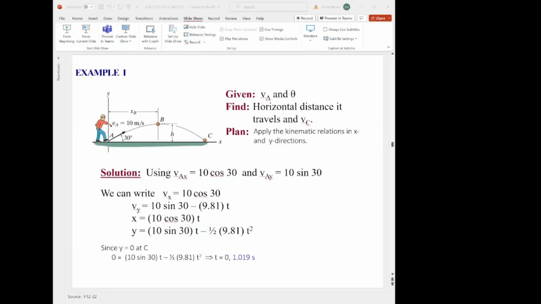In the first example problem, you have a soccer player who kicks a ball, and you're given some initial information about that, the angle and initial velocity, and you're trying to determine the horizontal distance it travels and the velocity when it actually goes up, reaches some peak, and then goes back down and strikes the ground at point C. So you're trying to find the velocity at point C.